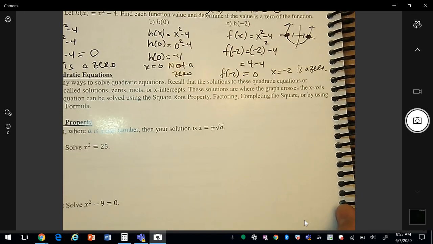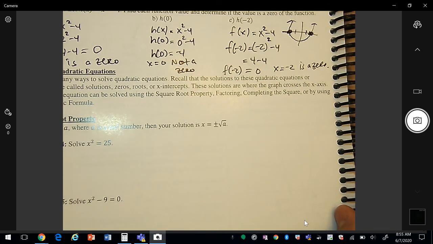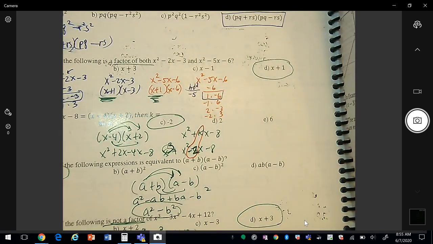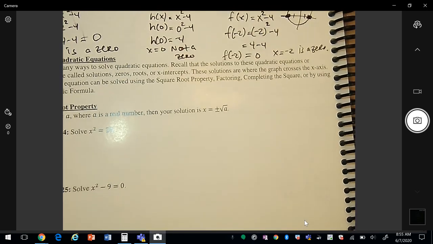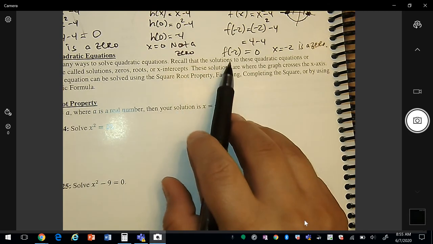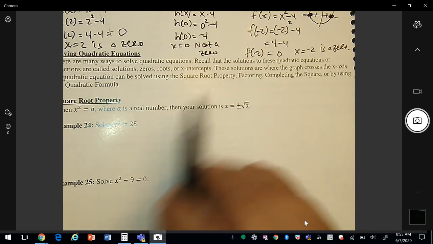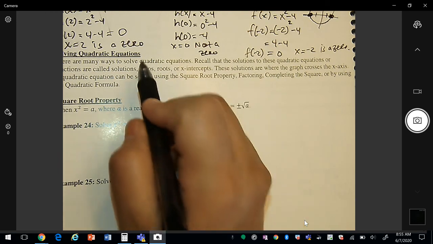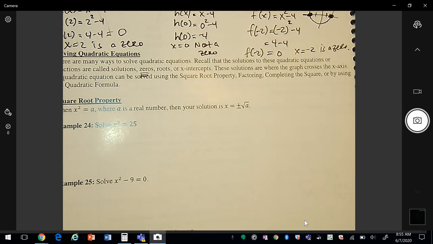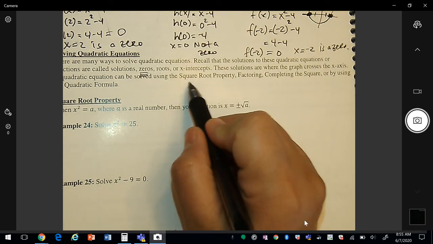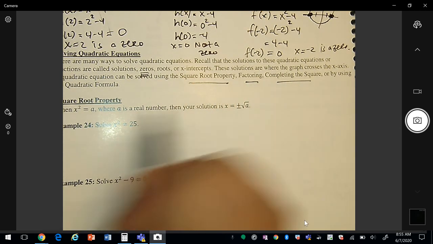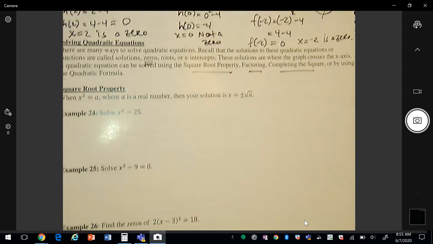There are many ways to solve quadratic equations. And so we're going to look at those ways. Okay. So recall that solutions to those quadratic equations are called zeros. So whenever somebody says find the solutions, they're really just looking for the zeros. A quadratic equation can be solved using the square root property, factoring, completing the square, or by using the quadratic formula.